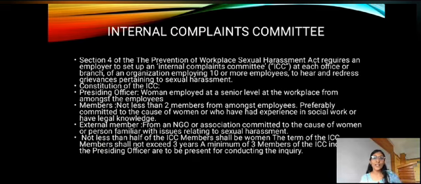Now we need to know about the Internal Complaints Committee. Section 4 of the POSH Act requires an employer to set up an Internal Complaints Committee at each office or branch with 10 or more employees, to hear and redress grievances pertaining to sexual harassment. The ICC must include a presiding officer, two members, and an external member who has experience in social work, and not less than half of the ICC members shall be women. The term of the ICC shall not exceed 3 years.